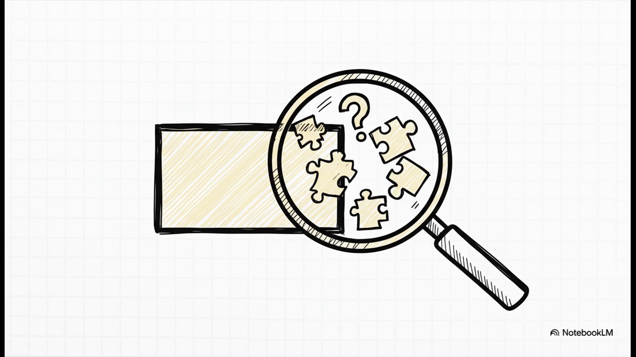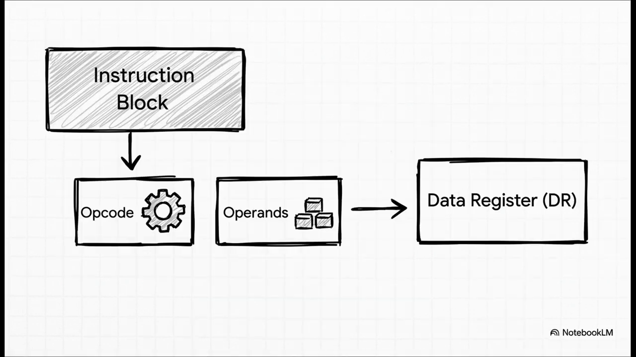Our librarian is now picking up that request card and reading it carefully to figure out what's what. And this is where it gets really interesting, how it breaks it all down. The instruction decoder inside the CPU figures out two critical pieces of information. First, the opcode. That's the actual operation, add this, compare that. And second, the operands. That's the data it's going to use. Once it's all sorted out, that data gets shuffled over to a little holding pen called the data register, all set for the main event.